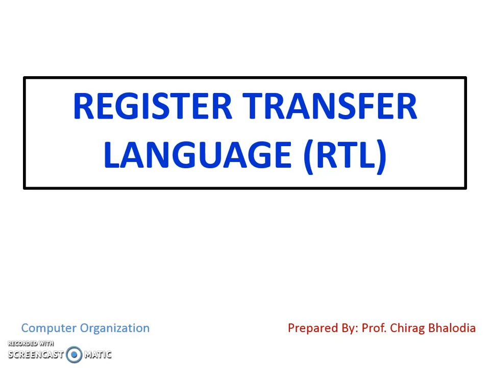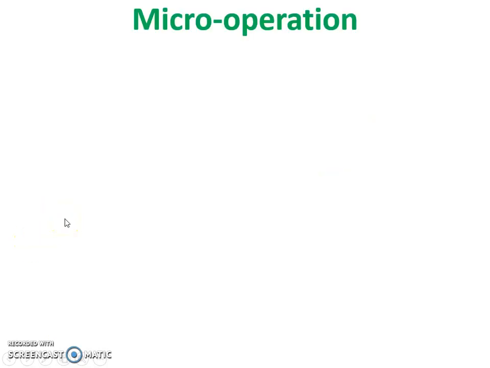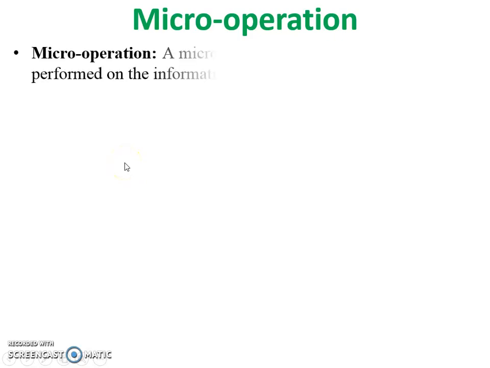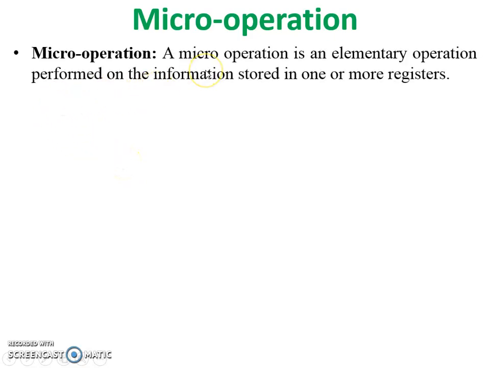Today I am going to discuss with you register transfer language, a topic of computer organization and architecture. Before learning this topic, we start from micro operation. Let's see what a micro operation is. A micro operation is an elementary operation which is performed on information stored in one or more registers.